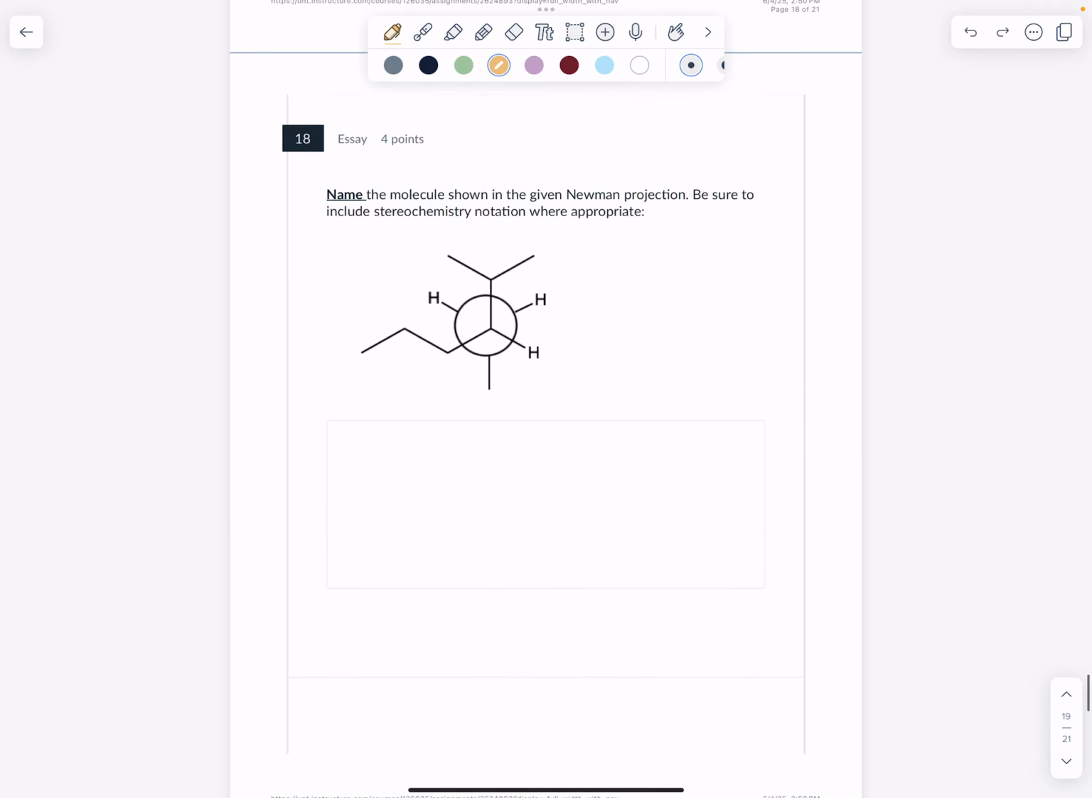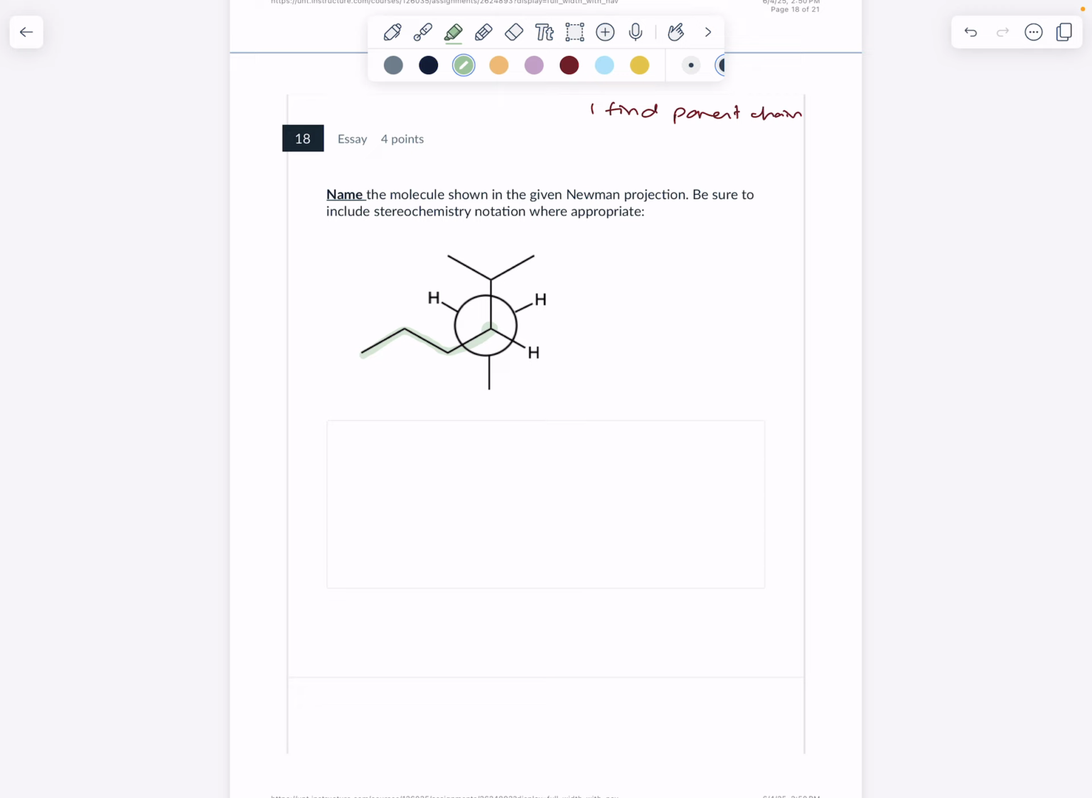Okay. Next question: name the molecule shown in the given Newman projection. Be sure to include stereochemistry where appropriate. The first thing I do, just like any naming, is find the parent chain. So let's find the parent chain. It's a little bit harder here, but I am instantly drawn to this long chain that goes to my carbon 1.